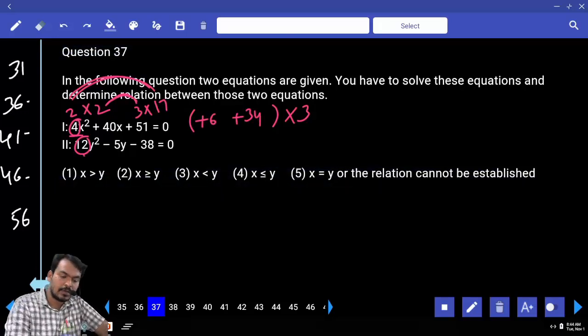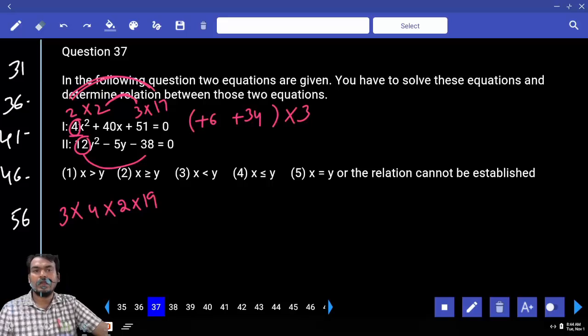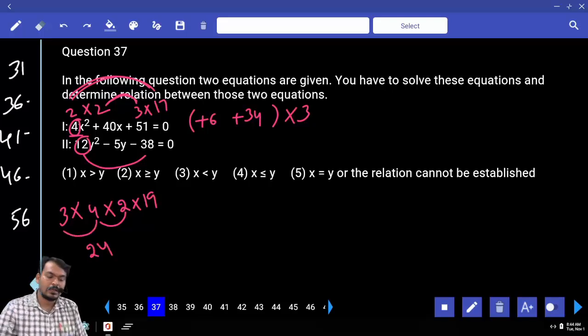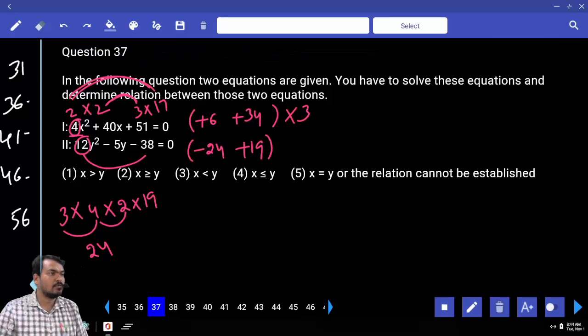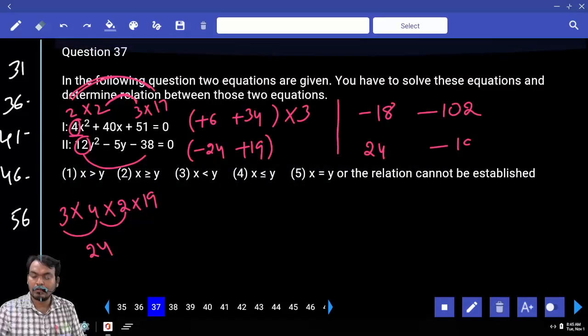Second one, what is the product value? 12 into 38. 12 means we write 3 into 4. 38 means 2 into 19, or not? 2 into 19. Okay. 2 4s are how much? 8. 8 3s are 24. One is 24, another one 19. But one is minus 24, another one plus 19, or not? Are those initial roots or final roots? Initial roots. What are the final roots? Minus 18 and minus 102, or not? Second one 24 and minus 19, or not?